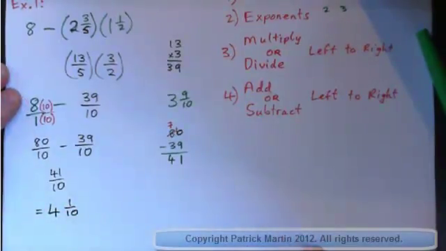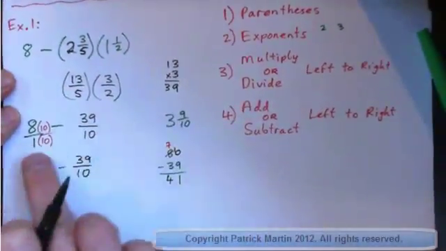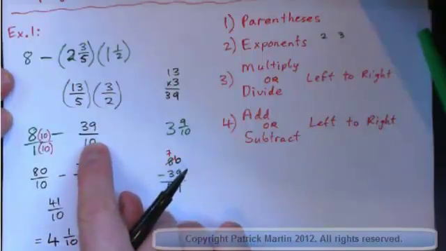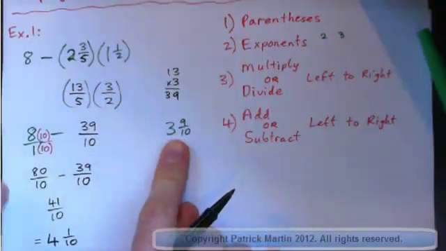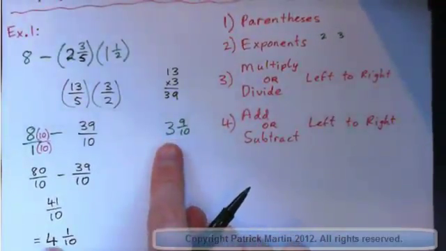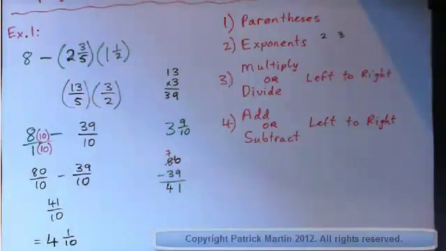So the trick was we followed PEMDAS: we multiplied first, then we subtracted. We could have turned this into a mixed number, 3 and 9/10, and we would have ended up with the same answer, 4 and 1/10. That's correct, but you didn't have to. You could just leave it as an improper fraction and keep working it out. Okay, so we'll do.